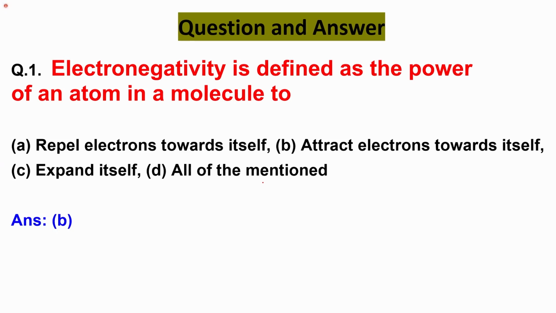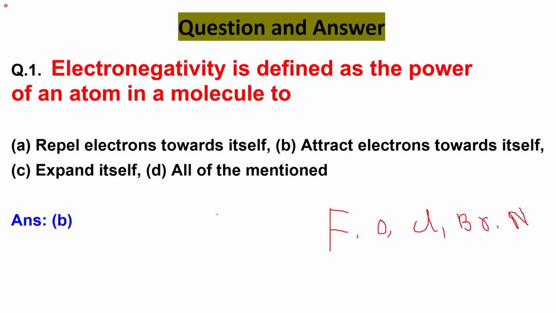We know that the most electronegative atom in the periodic table is, let's say, the fluorine atom. Fluorine, then oxygen, and the halogen family: chlorine, bromine, and nitrogen. So these are all electronegative atoms.